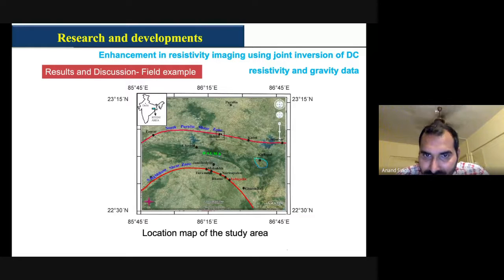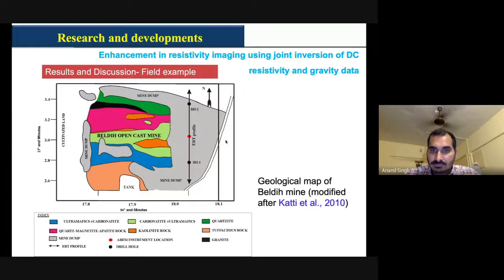Now, this is the zone which we wanted to survey, and why I have marked this South Purulia Shear Zone is because this South Purulia Shear Zone and the Singhbhum Shear Zone are very important from a mineral prospecting point of view, because many uranium deposits have been found. So our study area belongs to the Beldih open cast mine, which is actually the source rock for uranium.